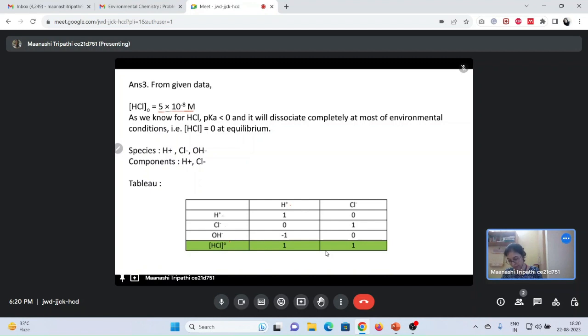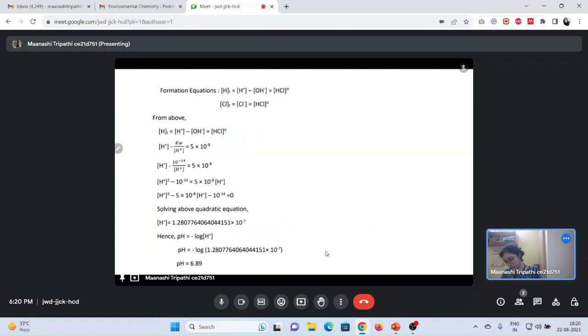For preparing H plus, how much H do you need? 1, and how much Cl? 0. For chlorine, 0 H plus and 1 Cl. For OH, from H plus in negative, we will get OH and it is 0. For HCl, how much do you need? 1 H plus and 1 Cl. So what is the formation equation of H total? It is H plus minus OH, which can be equal to HCl.